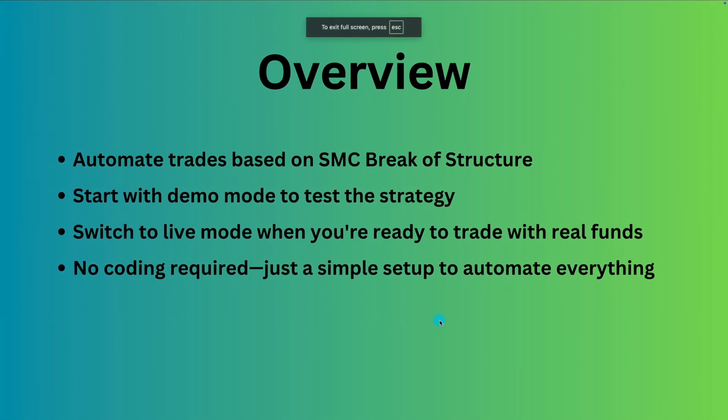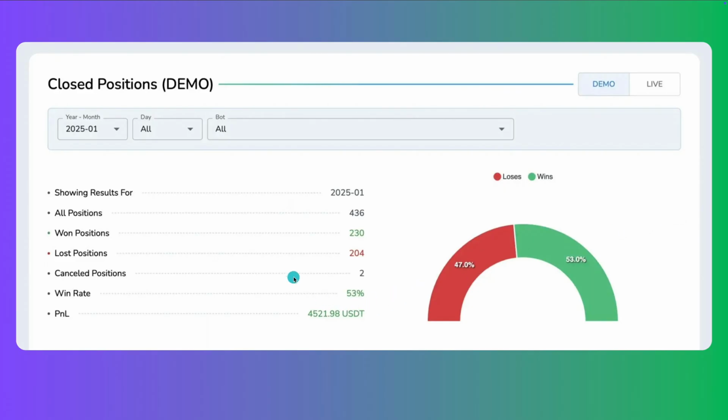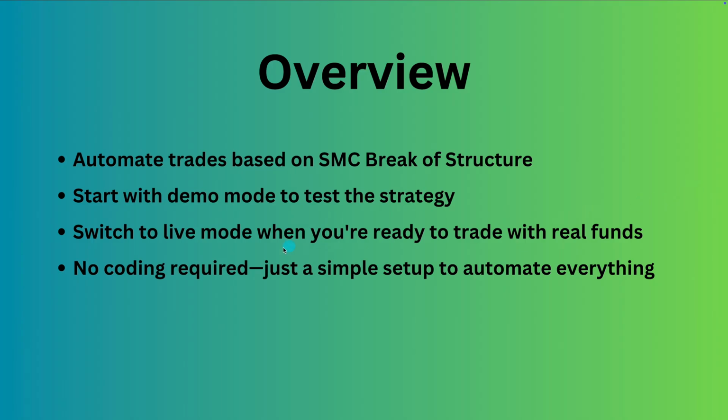First, we'll create a trading bot that monitors Bitcoin 24/7, waiting for an SMC bullish break of structure. But before giving it real money to trade, we'll run it using virtual money, allowing us to test the strategy in a simulated environment and see if it works. The bot will then generate detailed reports, including the number of winning and losing trades, win rate, and total profit and loss. Once we're confident in our approach, we'll switch the bot to live mode and connect it to our crypto exchange, allowing it to trade real money on our behalf.